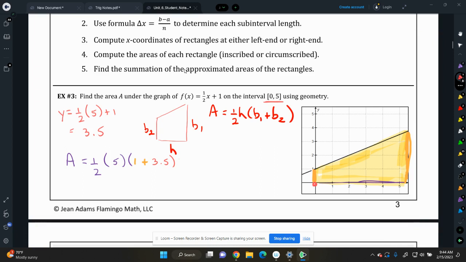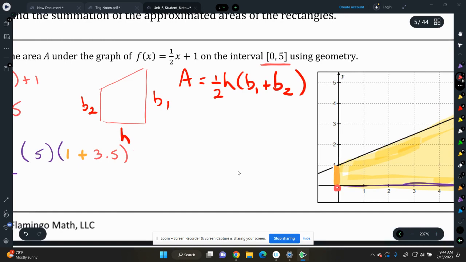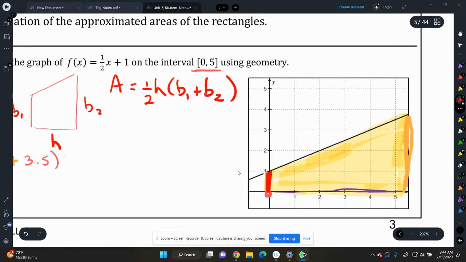Wait, why is it 0? Because doesn't it go to... Wait, what is B1 in that instance? Phase 1, the bottom. Okay. It's the trapezoid turned on its side, okay? So the B1 and the B2 are referring to the height, and the height on an XY graph is the Y value.